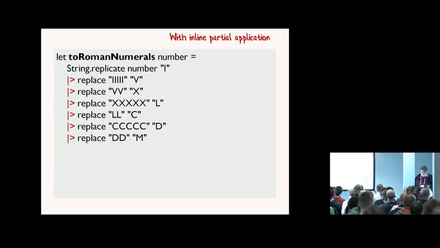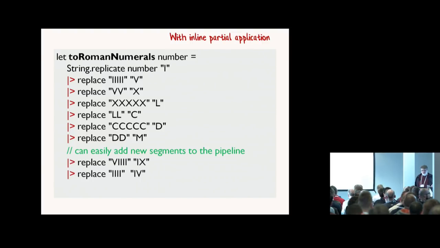Okay. Now what's cool about using this composition model is it's really easy to add new segments to the pipeline. For example, we haven't done four ones in a row is a 1V. So we can just keep going. Say we'll replace V1111 with 1X, we'll replace four ones with 1V, and so on and so forth.